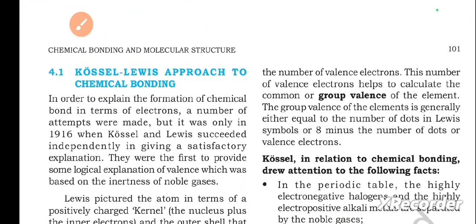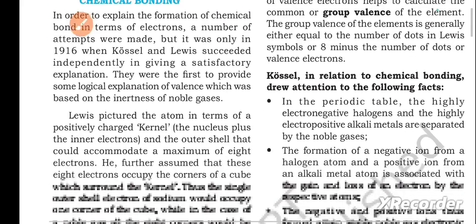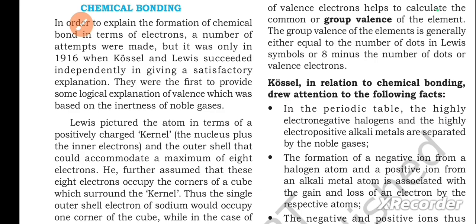Next, Kossel-Lewis approach to chemical bonding. In order to explain the formation of chemical bond in terms of electrons, a number of attempts were made, but it was only in 1916 when Kossel and Lewis succeeded independently in giving a satisfactory explanation. They were the first to provide some logical explanations of valency, which was based on the inertness of noble gases.